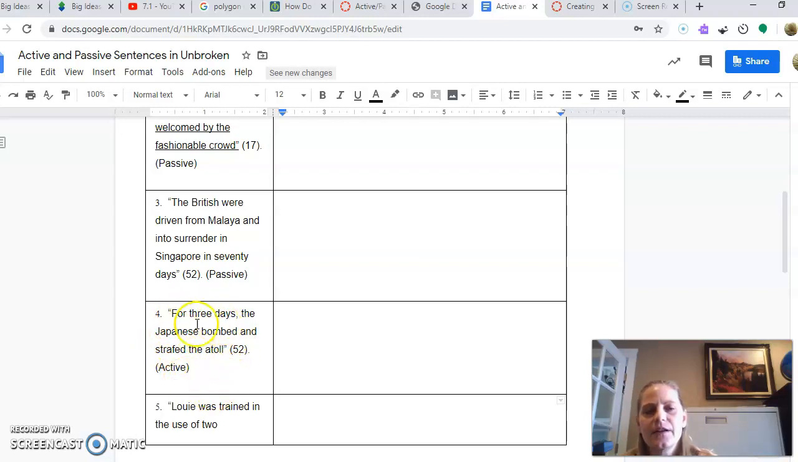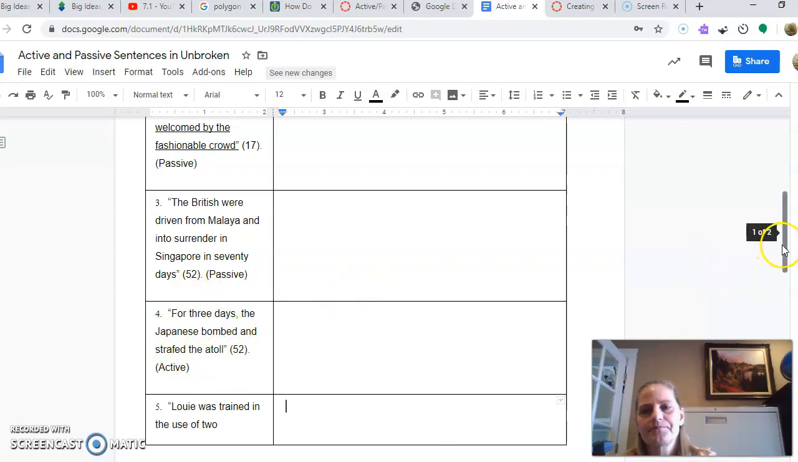So Hillenbrand does a good job of setting up the Japanese as the villain of Louis' story, right? Especially you'll see as he reaches the POW camp in Japan, his main antagonists are the Japanese that are running the camp. So by putting this in active voice, the emphasis is on it's the Japanese doing this.